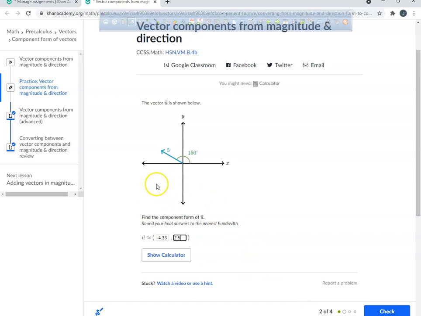Quadrant 3, they're both negative. Quadrant 4, the x value is positive, but the y value is negative. Okay? Okay, now we're in quadrant 3. Okay?